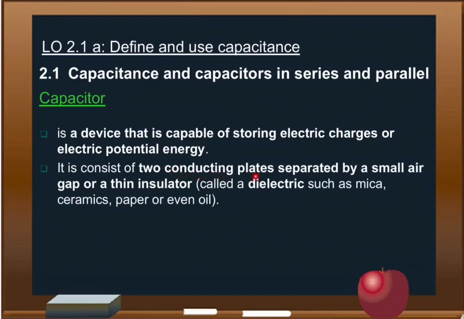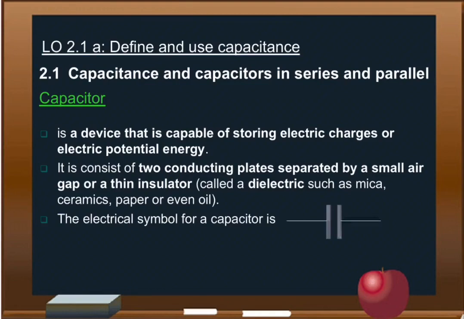The conducting plates that are mentioned here can be in the shape of cylindrical, spherical or parallel plate. The electrical symbol for a capacitor is this. You can also draw it like this. So if you see symbols like this in a circuit diagram, then that is meant to be a capacitor.